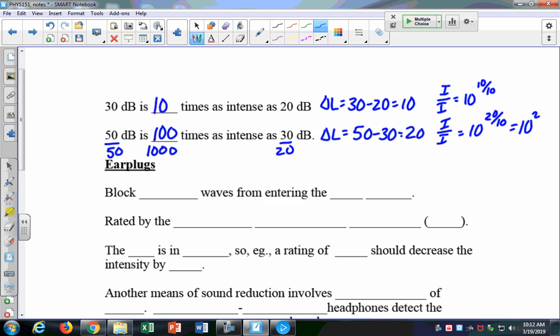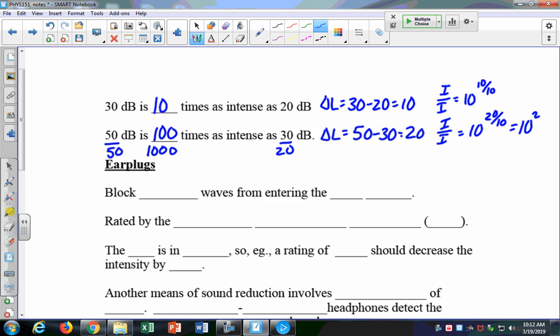So if I increase my decibels by 10, then that's an increased intensity by a factor of 10. If I increase by 20, that's an increase in intensity by a factor of what? 100. Right. If I increase by 30 decibels, that's an increase in intensity by a factor of 1,000. 40 decibels, 10,000. 50 decibels, a factor of 100,000, and on and on. It's a logarithmic scale, not a linear scale. And that's how a logarithmic scale works.